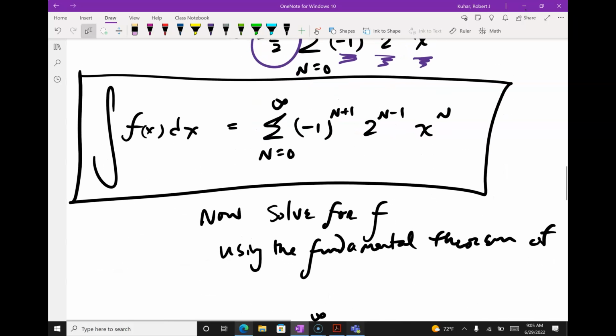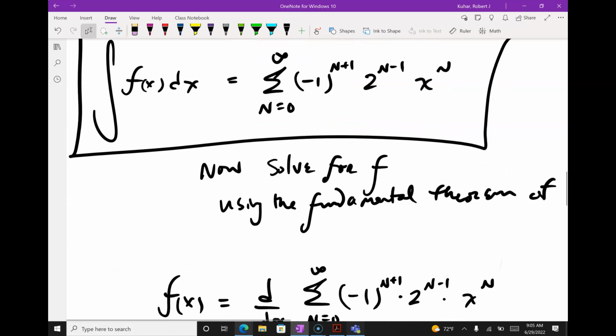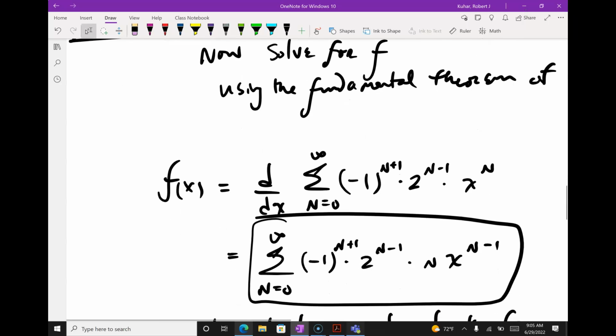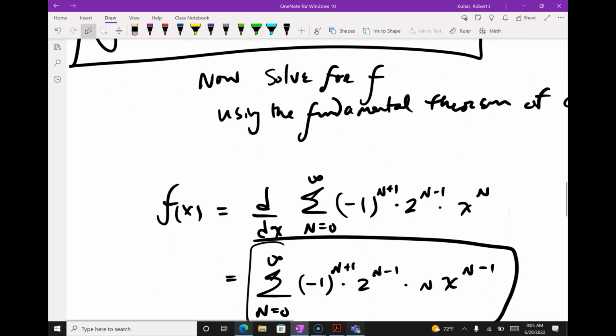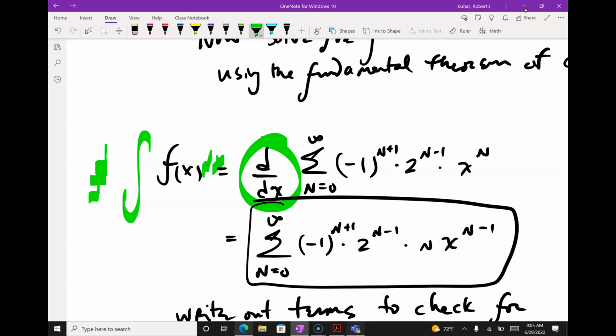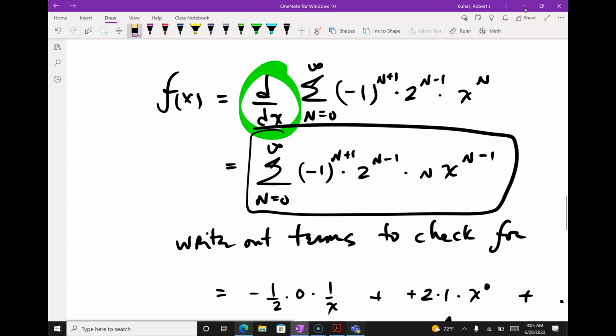So now solve for f using the fundamental theorem of calculus. What is that? Well, derivatives and antiderivatives undo each other, right? So I take the derivative. Sorry, I put my notation in and then I'm going to take the derivative. What happened to my integral? They cancel, right? They cancel. So then I take the derivative.